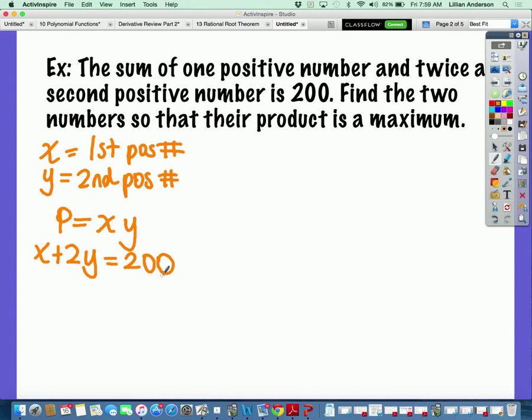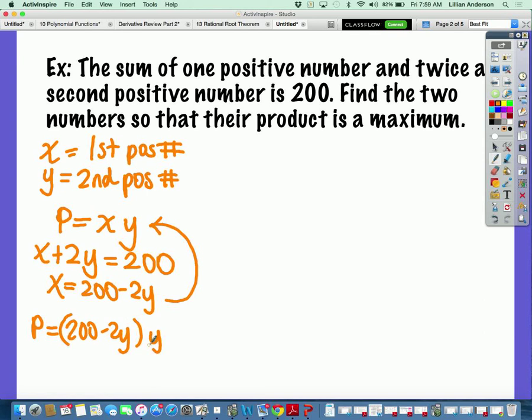I'm going to take this second equation and solve for one of my variables so that I can plug it into the equation I'm trying to optimize and take the derivative. It doesn't really matter, so I'm going to solve for x, so I don't have to worry about dividing and possibly having a fraction. Now that x equals 200 minus 2y, I'm going to plug that back into the equation I'm trying to optimize. So I have 200 minus 2y times y.